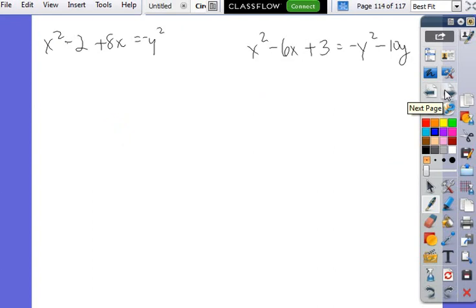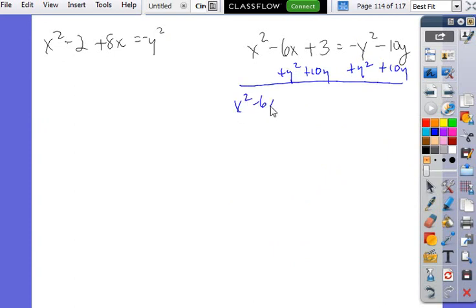What is my first step on this second one right here? The y squared and the y have to come over because I need that y squared to be positive. So I'm going to add y squared. I'm going to go ahead and do plus 10y and plus 10y because I got to move it too. x² − 6x + y² + 10y + 3 = 0. My next step should be minus 3.